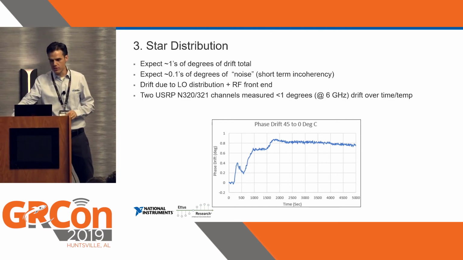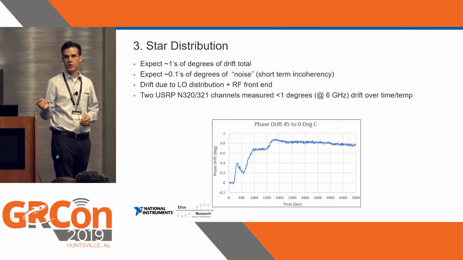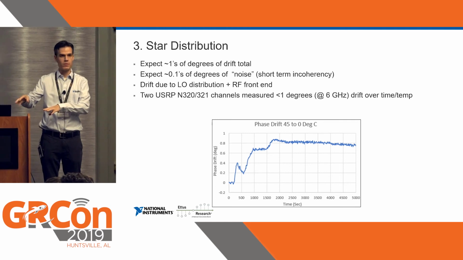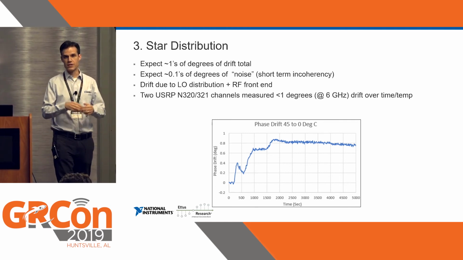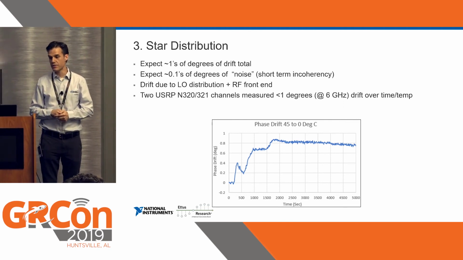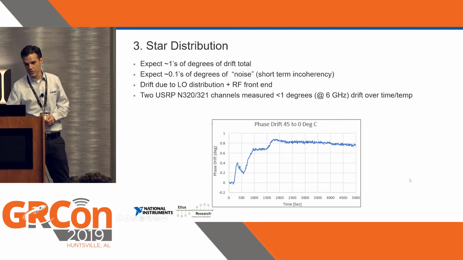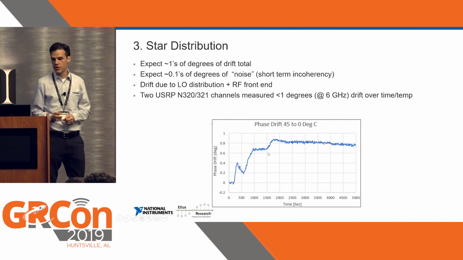So what do you do here? You take some measurements, and these are measurements that were taken on the N320 and N321. This is actually worst case measurements, worse than the ones I showed on the previous slides. This is over 45 degrees C of variability in temperature, and it was done at 6 gigahertz instead of 3.6. And here you see it's actually just under 1 degree of phase drift.